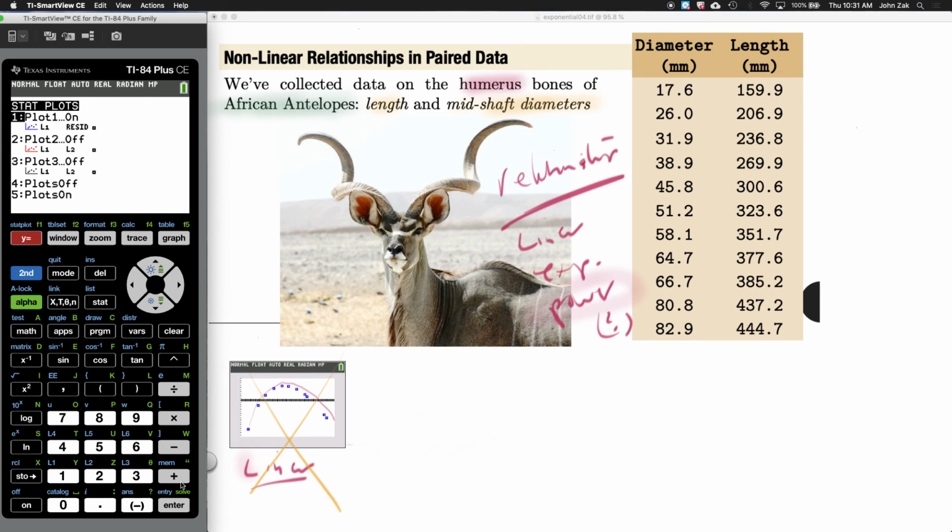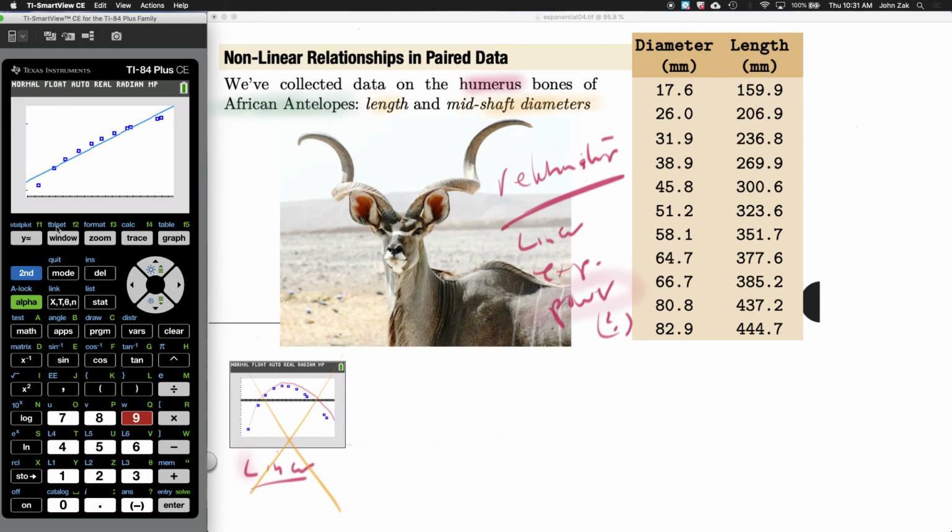Now if I make a regular scatter plot of L1 and L3, so you're going to see the diameters against the log of the lengths, I'll hit zoom option 9. Now look at that. That actually seems worse than the original linear model. Do you see that the L1 versus L3 actually seems to be kind of curved, right?